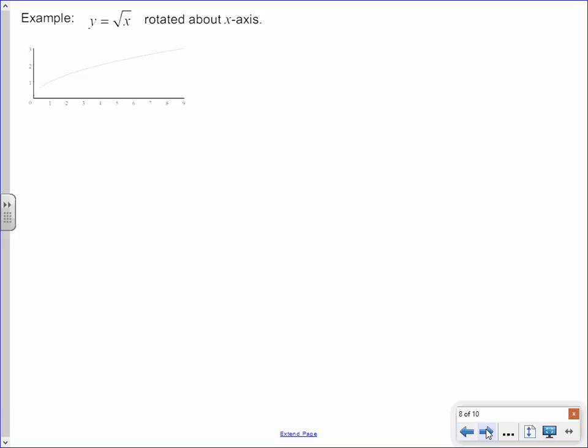So we're going to take y equals radical x and rotate it about the x-axis. Just like with arc length, we are still going to need the derivative for our integral. So what is dy dx? 1/2 radical x. Agree?